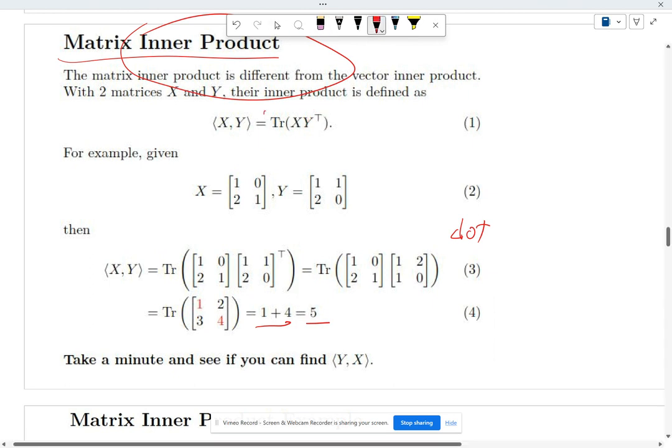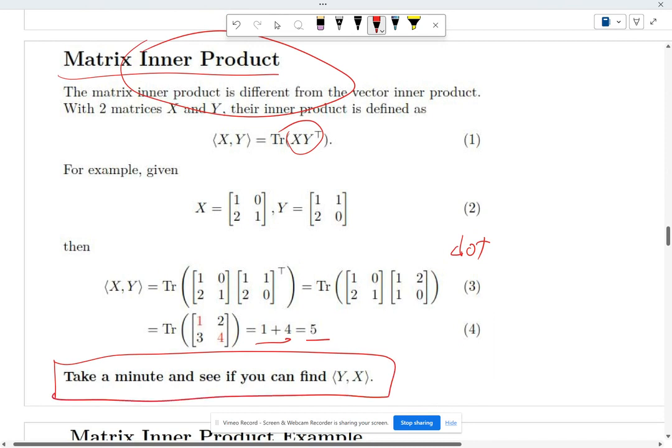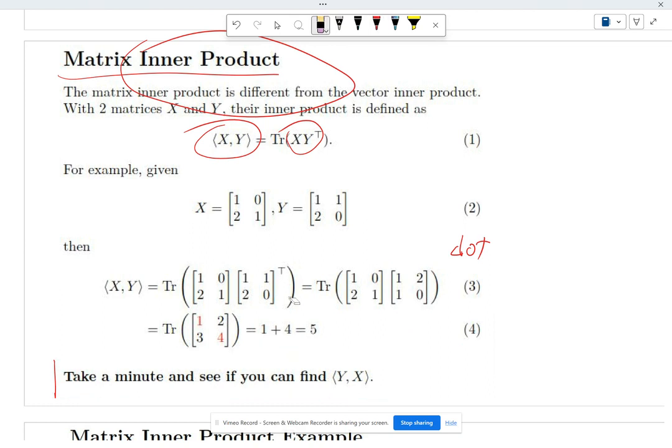Now, this function here is used quite a bit in machine learning and data science. So it's a way to measure the similarity between 2 matrices, and it's very useful. Okay. Now, you want to pause the video and see if you can find yx, basically the opposite. Okay. Take a second, pause the video.